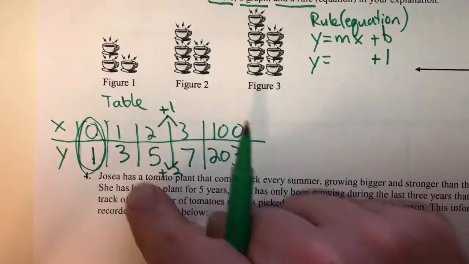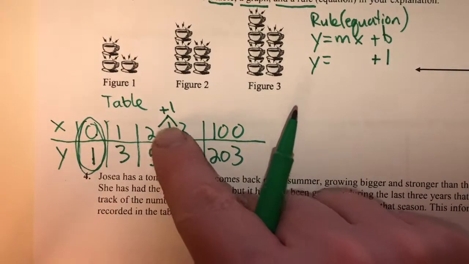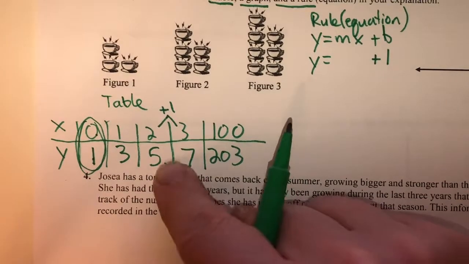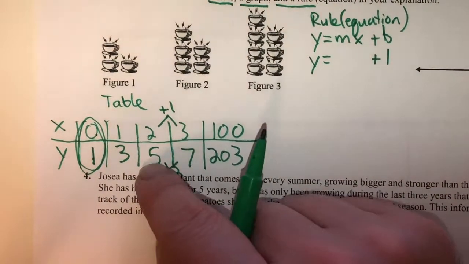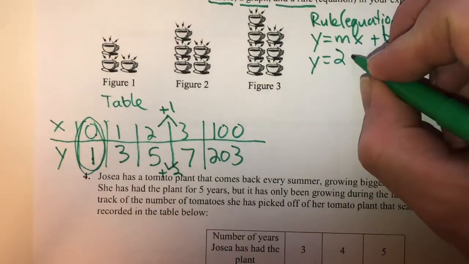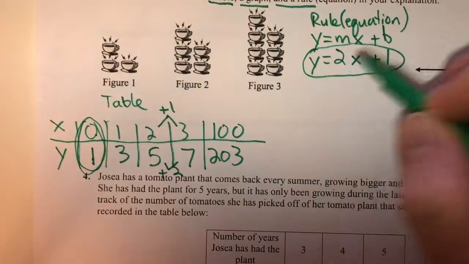The other way you can look at it is you just take this number here, the change in Y, divided by the change in X. So change in Y is plus 2. So I put 2 on top and I divide by 1. So 2 divided by 1 gives me 2. That's my slope. And then I just drop down that X next to it. So this right here is our rule.